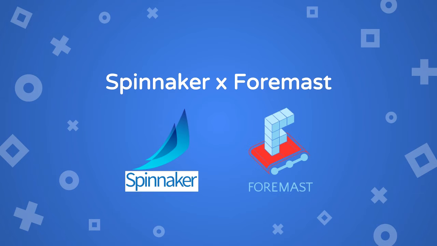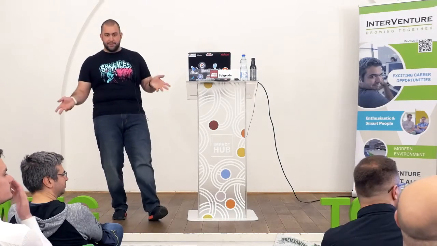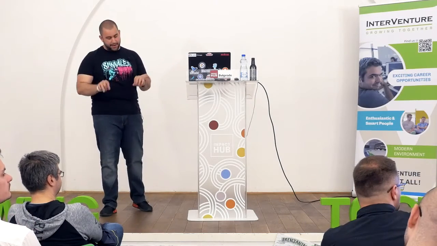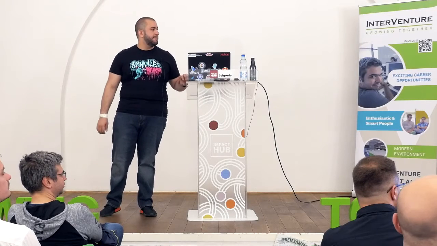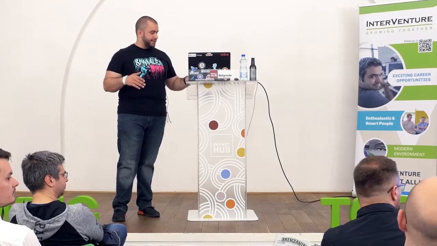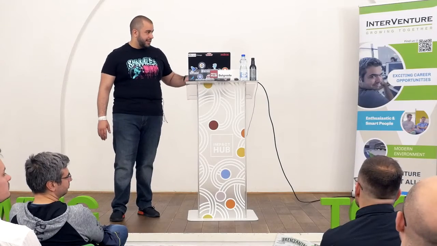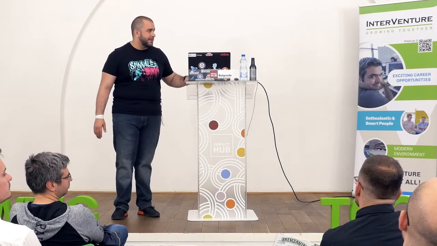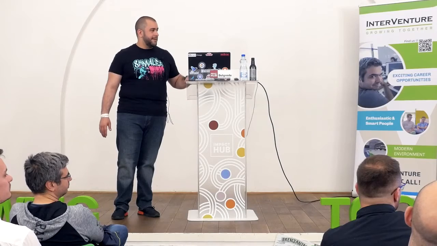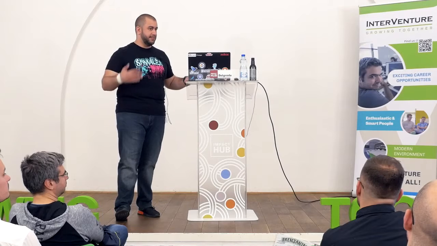So what is Foremast? At its core, it eliminates the need to recreate those pipelines in the UI because you can define them in code. It enables the ability to reproduce Spinnaker pipelines. Again, if someone hits the delete button, okay, no problem. Hit rebuild, you're back online. It gives the ability to standardize pipelines with safe defaults. That pipeline JSON was massive. I would not trust myself to manually edit this, nor would I give this to a developer to figure out what ref means versus job means, right? You can override some of the things in that pipeline. Again, make it easy for the developers to progress and just focus on code.